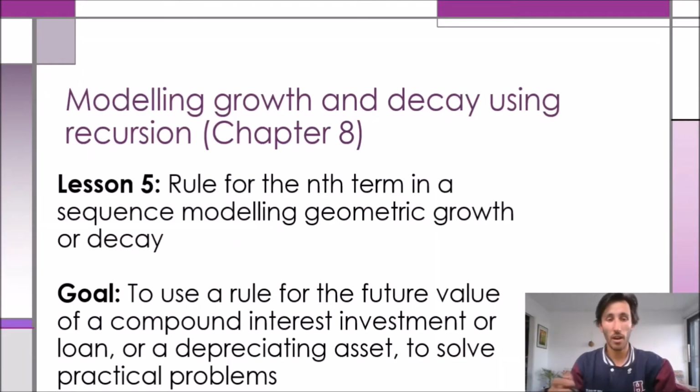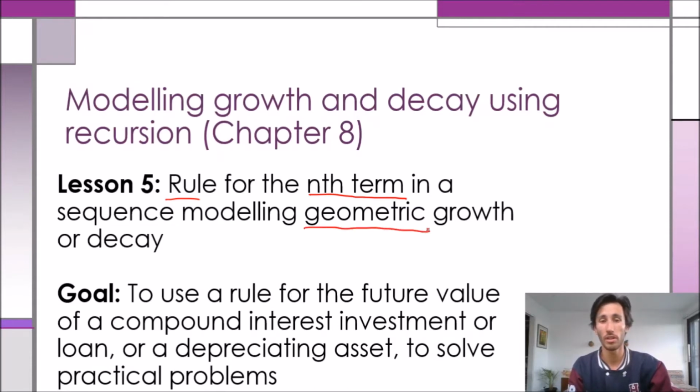Today's lesson 5, we're talking about the rule for the nth term in a sequence modeling geometric growth or decay. So geometric growth, no longer linear growth. We're looking at something that's either curved up or curved down. Our goal is to use a rule for the future value of a compound interest investment or loan, or a depreciating asset to solve practical problems. So we're looking at either compound interest or reducing balance depreciation.